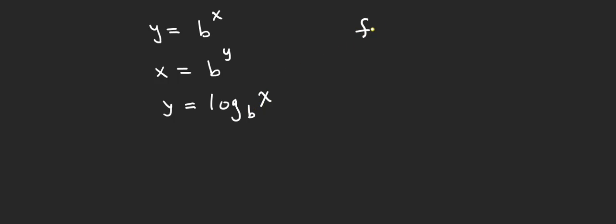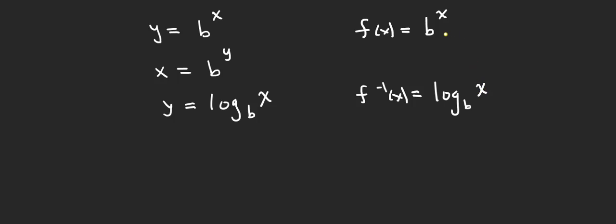So if you have f of x equals b to the x, the inverse of exponential function is log base b of x. Of course, b has to be positive and b cannot equal 1. And the same rule applies over here. b has to be greater than 0 and cannot equal 1. And also x has to be greater than 0. x has to be positive.